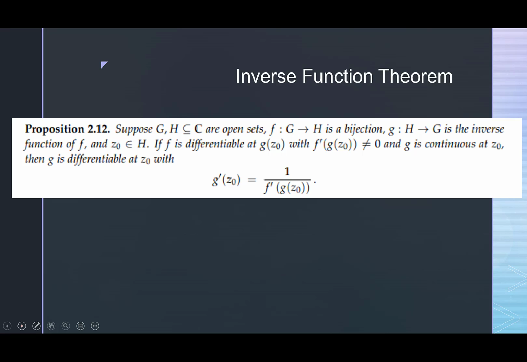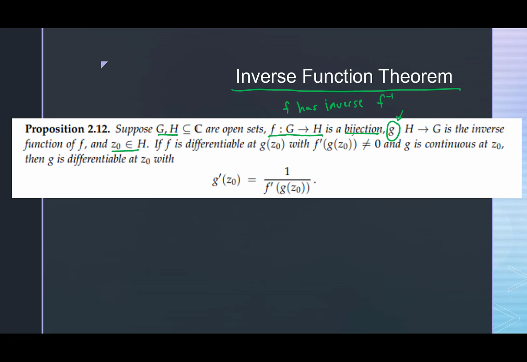And now really quickly, let's talk about the inverse function theorem. So suppose g and h are open sets, and let f be a function from g to h, and suppose that f is a bijection. Now remember, that's telling us that f has an inverse. Instead of calling it f inverse, what your book does, we're going to call it g, from h to g.